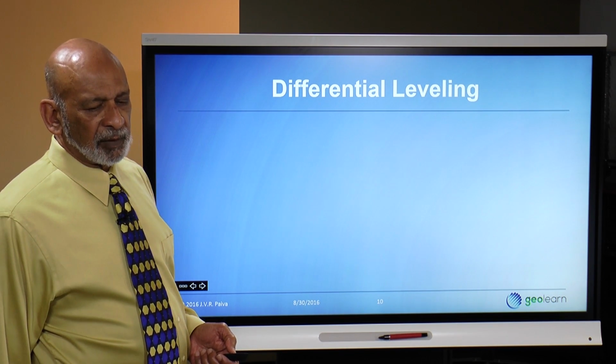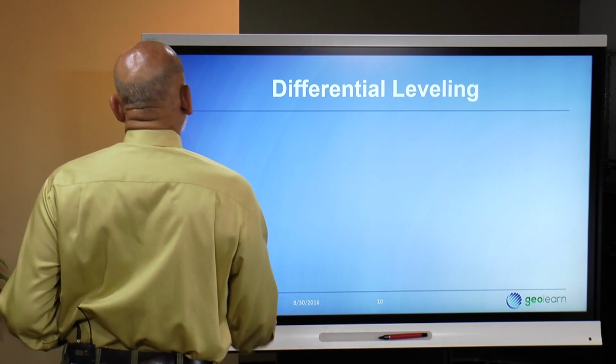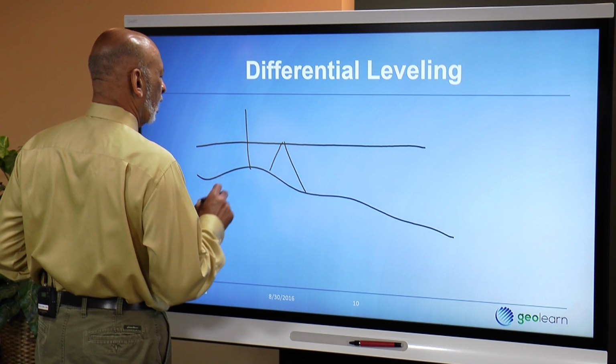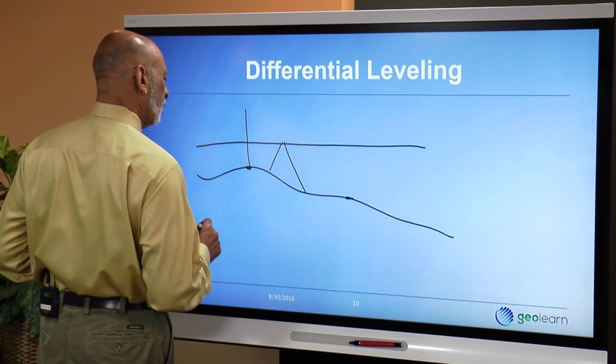So differential leveling is basically this process. You set up an instrument known usually as a level, and you level it up such that you have a horizontal line of sight through the instrument. And you have a device called a rod, a level rod, and you have a point over here and a point over here.